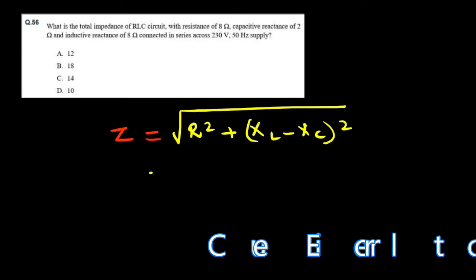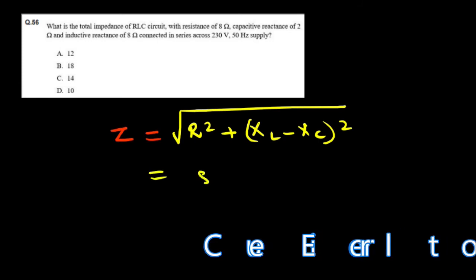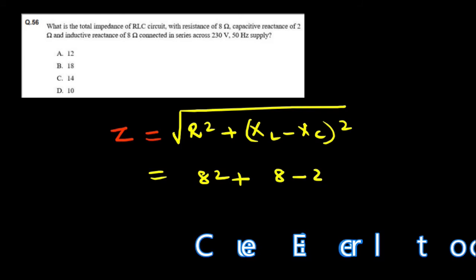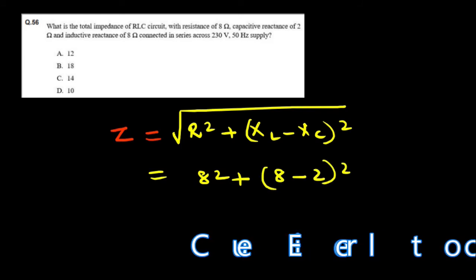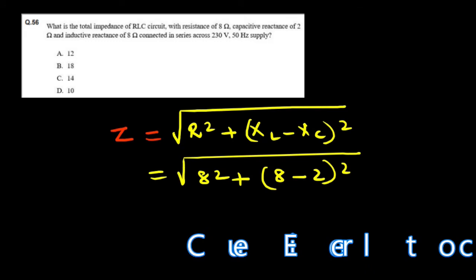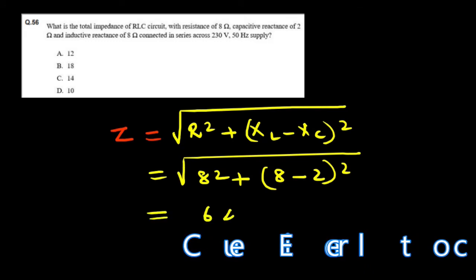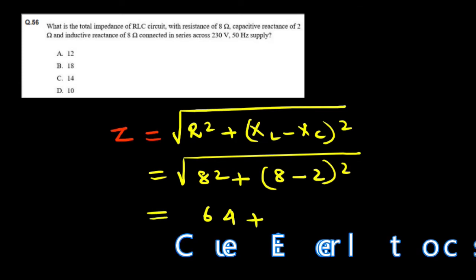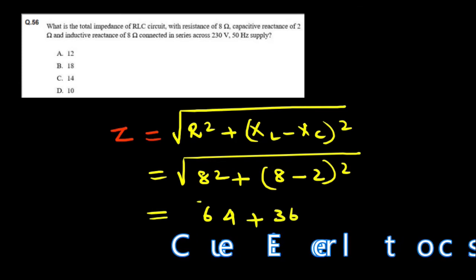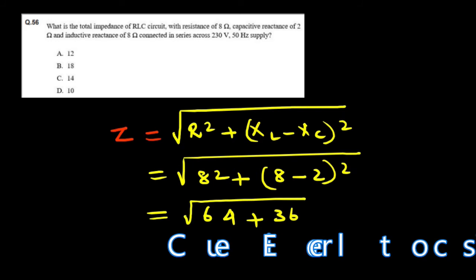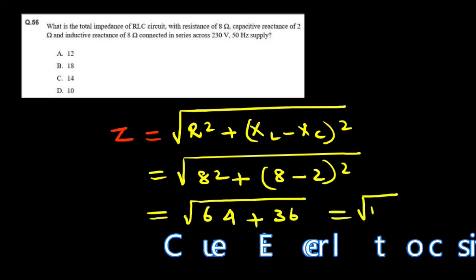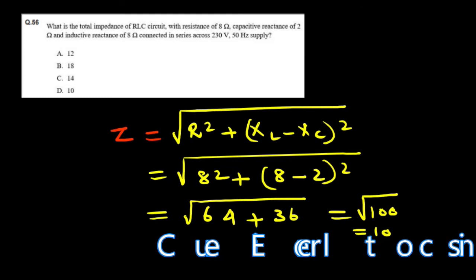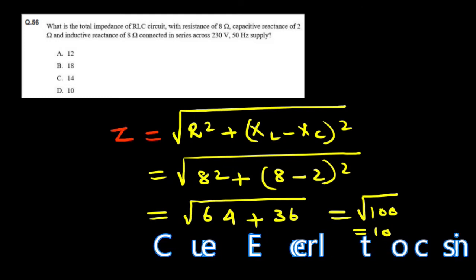So what is R square? R square equal to 8 square plus (8 minus 2) whole square, which equals 64 plus 6 square, equal to 36. So what do you get now? It is square root of 100. What is square root of 100? Equal to 10. So option D is the right answer, that is 10 ohm.